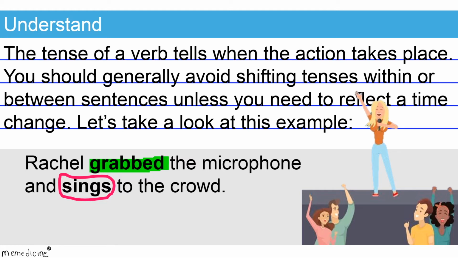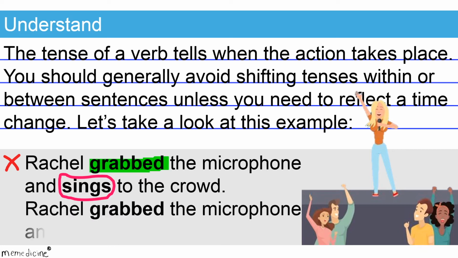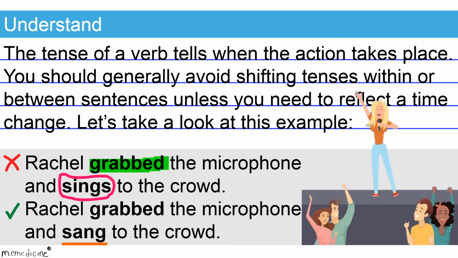Shifting the tense of the second verb to its present tense verb form is incorrect, because this creates inconsistency in the overall tense of the sentence. Change sings to its simple, singular, third person, past tense verb form to restore consistency. There you have it. We've changed sings to sang. It's simple, singular, third person, past tense verb form. We have restored consistency in this sentence, and this new verb form is correct.